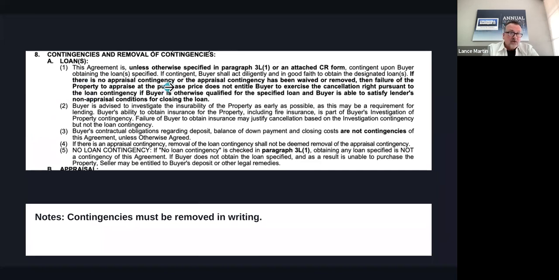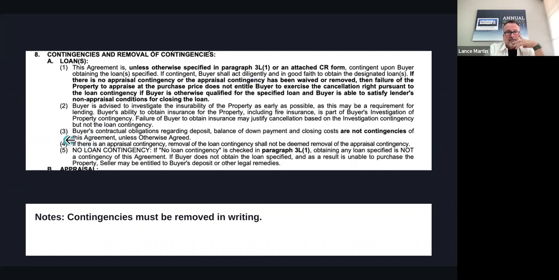If there's no appraisal contingency, or if the appraisal contingency has been waived or removed, then failure of the property to appraise for the purchase does not entitle the buyer to exercise cancellation. So in other words, they disconnect the loan contingency from the appraisal contingency. That's just the way it's been since ever I've been in the business. Now, dependent upon the loan, dependent upon the buyer, dependent upon a lot of things, the appraisal can be the hang-up. The buyer qualifies for the property, but the property doesn't appraise. The appraisal comes in low, or whatever it happens to be. So we've got our loan contingency in place.